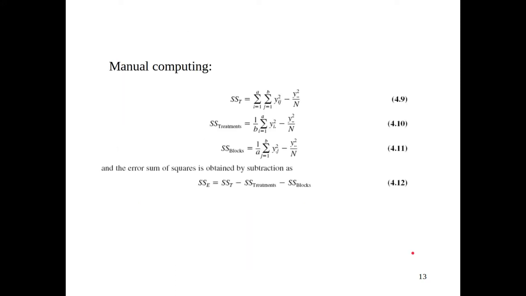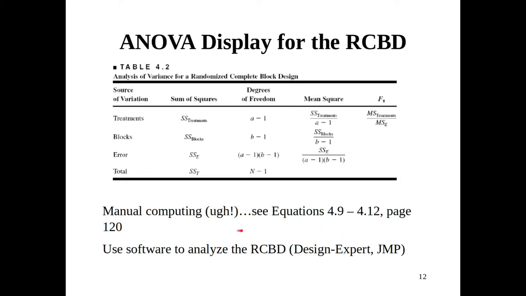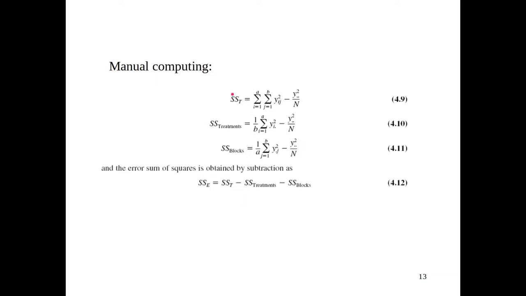So here, if you want to do it manually, here are the formulas for sum square total, for sum square treatments, for sum square blocks, and then sum square error is basically subtract sum square treatment and sum square block from sum square total. You're going to get sum square error. But we are going to skip manual computing. We're going to use Excel.